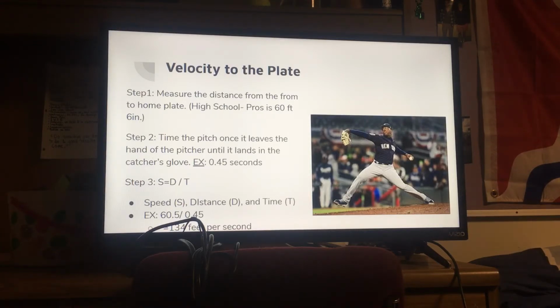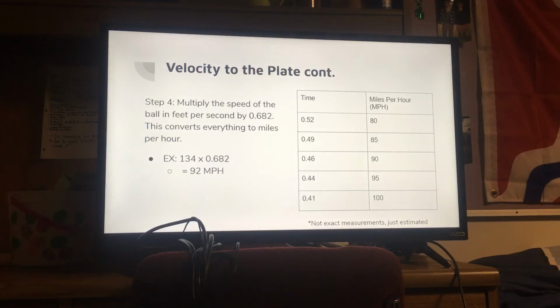So in this circumstance, we know both the distance and the time. The distance being 60.5, 60 feet 6 inches, and then 0.45 seconds. And then once you divide those two, you will get 134 feet per second. Then you'll take that number and multiply that by 0.682, and this converts everything into miles an hour. So on average, you're getting about 92 miles an hour, especially at the major league level, sometimes even higher.